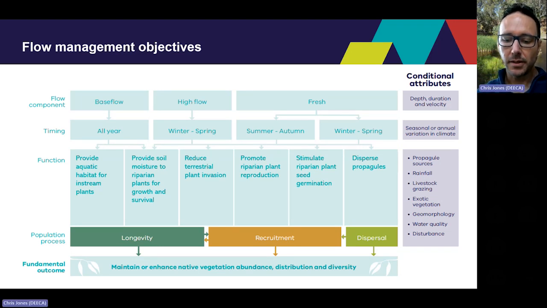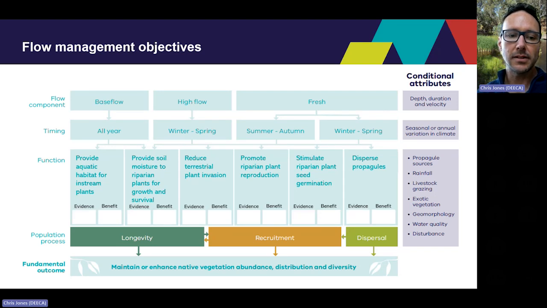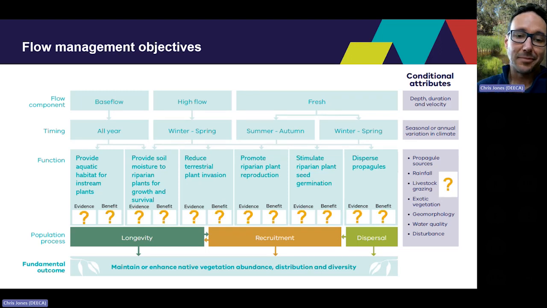So I'm going to go through some of our work here that talks about the evidence for these things: the evidence that they occur, and then whether or not these flow actions provide a benefit to the vegetation communities. Initially we were starting off at a pretty low bar. We didn't know a lot. There were examples from internationally, interstate, other places and previous work, but we didn't have a lot of good evidence for what Victorian waterways were doing.